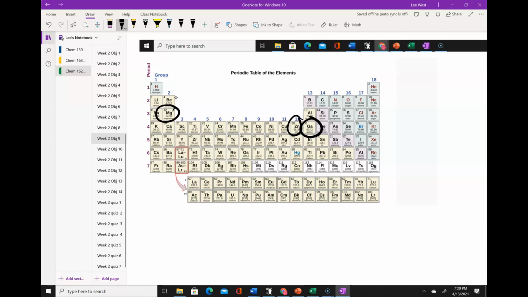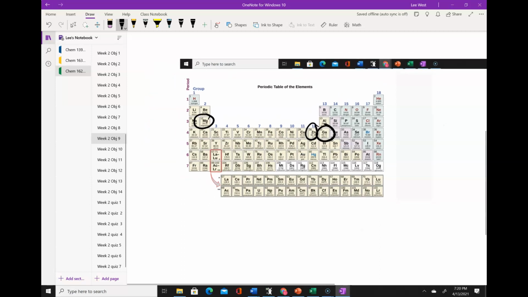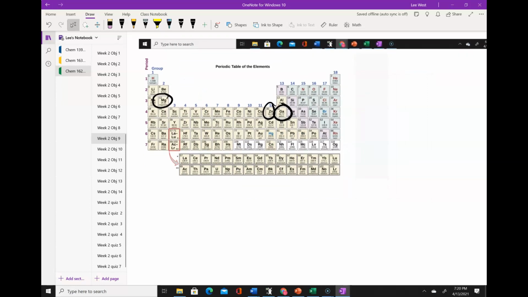So we've got zinc, and I'm going to point out something a little interesting here. I'm going to use condensed electron configurations this time. So let's go with zinc. The noble gas that comes before is argon, and then I've got 4s2, and then 3d, 1, 2, 3, 4, 5, 6, 7, 8, 9, 10. 3d10.